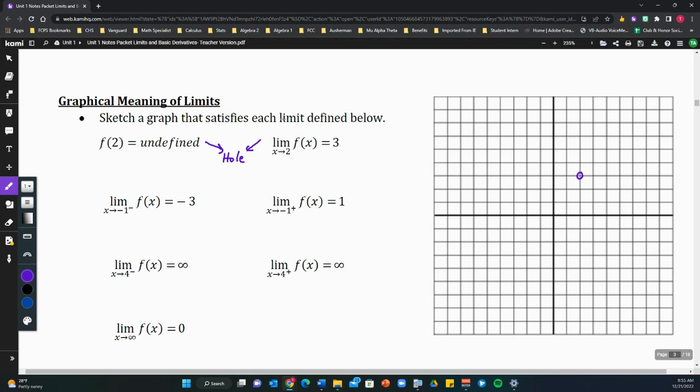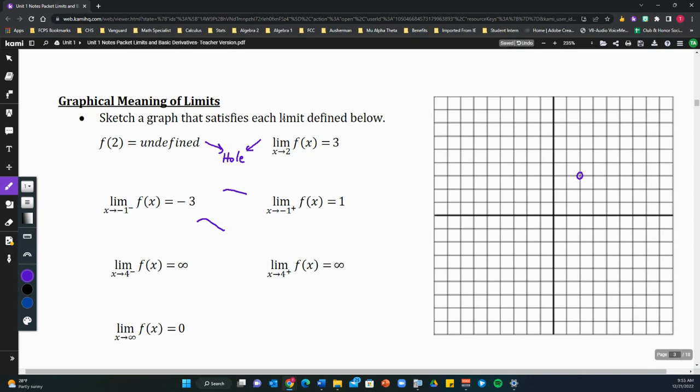Next piece, so the limit as x approaches -1 from the left is -3, and the limit as x approaches -1 from the right is 1. So because these are two different one-sided limits, from the left side, I'm going down to -3, and from the right side, I'm going up to +1.